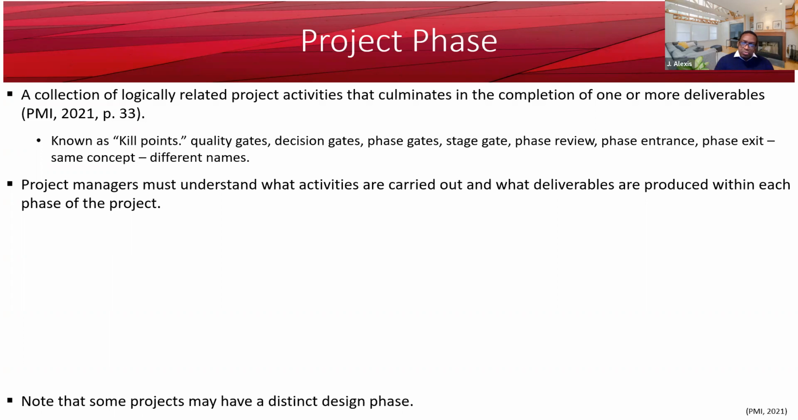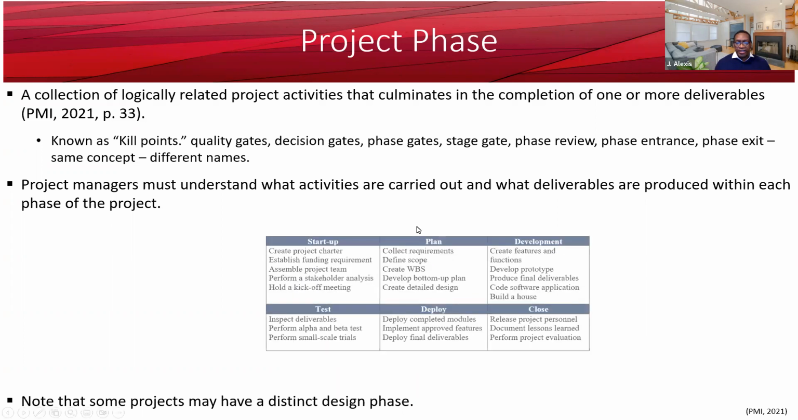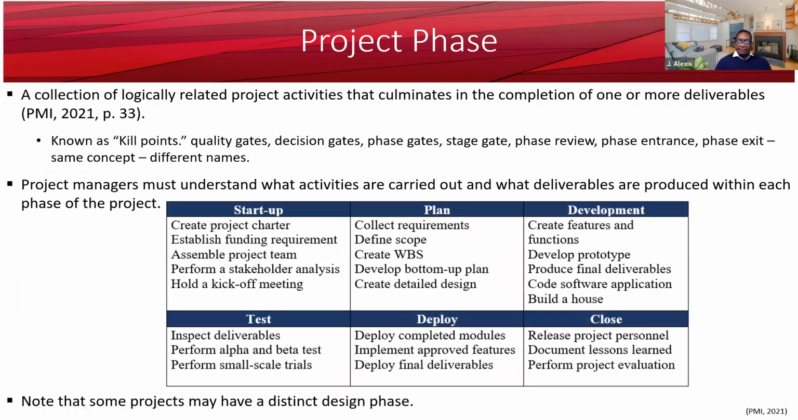So project managers must understand what activities are carried out and what deliverables are produced within each phase of the project. Here's an example. We have this project with 6 phases: startup, plan, development, test, deploy, and close. These are called phases of a project. So what happens in the startup phase, for example: you create a project charter, you establish funding requirements, you assemble the project team, you perform a stakeholder analysis, you hold a kickoff meeting.